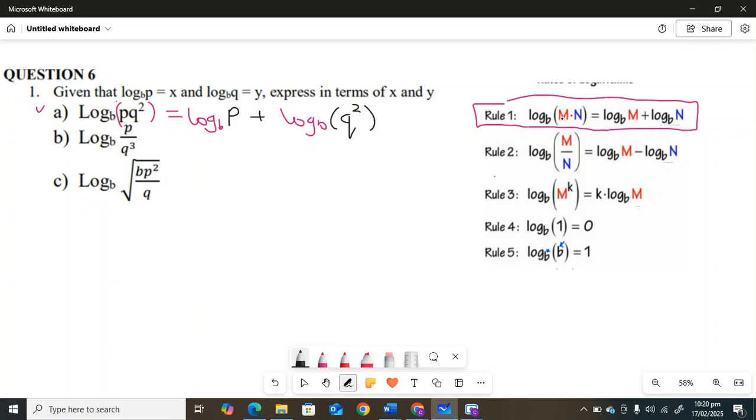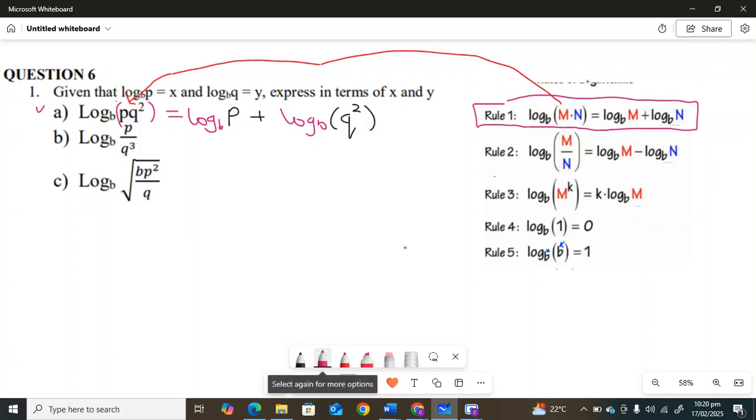Have you seen the rule this side here? So in this case, your m is p, and your n is q squared. Everything has become log b m plus log b n. Here it becomes log b p plus log b q squared. Because when you see two variables together like this, you're applying the product rule. Any other question?